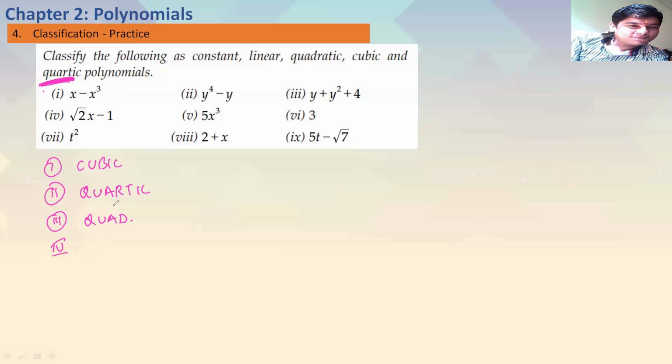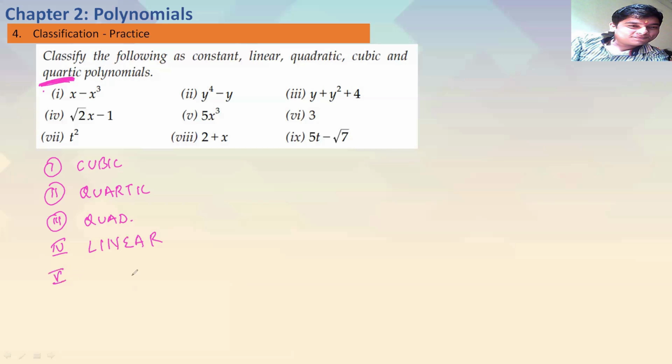Raised to 0. Constant. Number 4 is constant. What do you see in number 4? I'm confused between constant and linear. So constant, it has to be raised to 0. Yes. Then only we can say, okay. So that means it's linear. Linear. It has highest power 1. So it is linear. Okay, next.